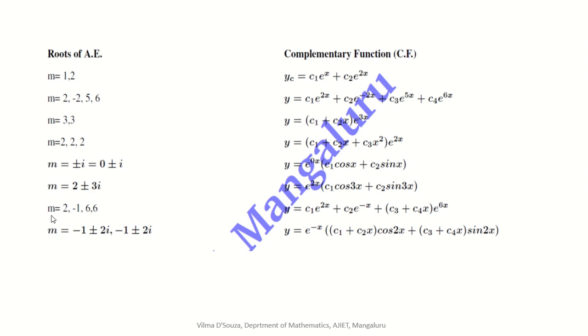Next, consider four roots 2, minus 1, 6 and 6, out of which the first two are distinct, the second two are equal. So first write down the term corresponding to the distinct roots. Corresponding to 2, what is the term you have? c1 e power 2x, corresponding to minus 1, plus c2 e power minus x. So these two are equal, so c3 plus c4x into e power 6x.